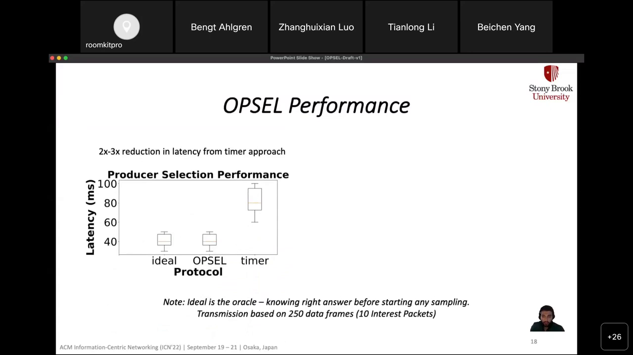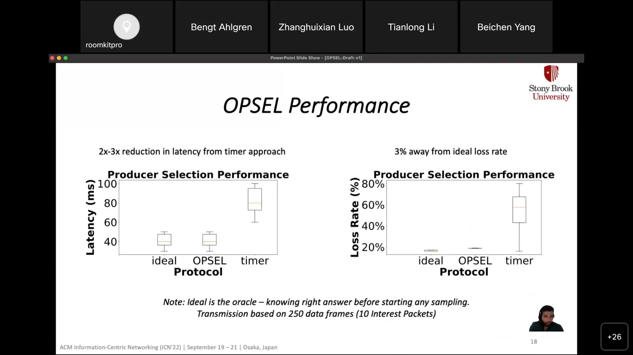We can see that we were able to reduce latency by 2 to 3 times from the timer approach, just because now we're actually selecting the right producer right away and we're not waiting too long. We're just selecting it right away after we finish the sampling process, which also doesn't waste the medium because it's sending data and getting data back.